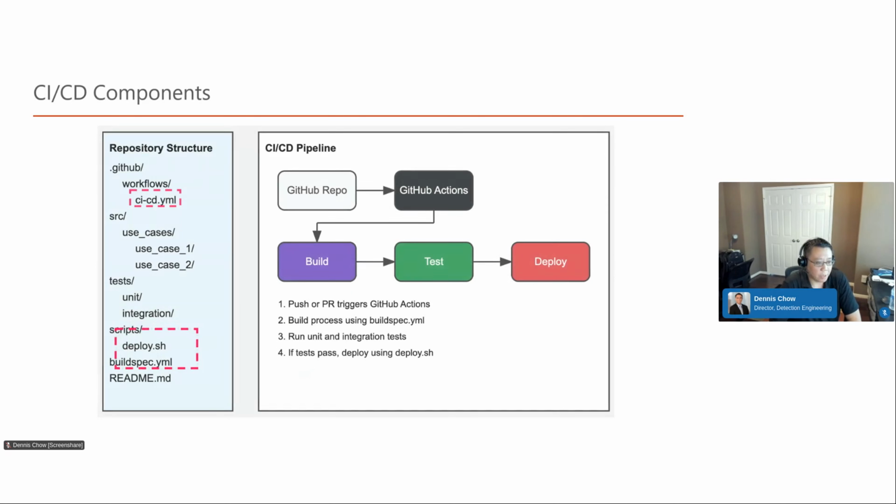Okay, next slide. So what are CI/CD components? There are three main files that I want you to be aware of. The CI/CD runner, which is the YAML file at the very top right here. It's under a hidden folder called .github/workflows. And so you can actually have a bunch of orchestration event triggers based on that.